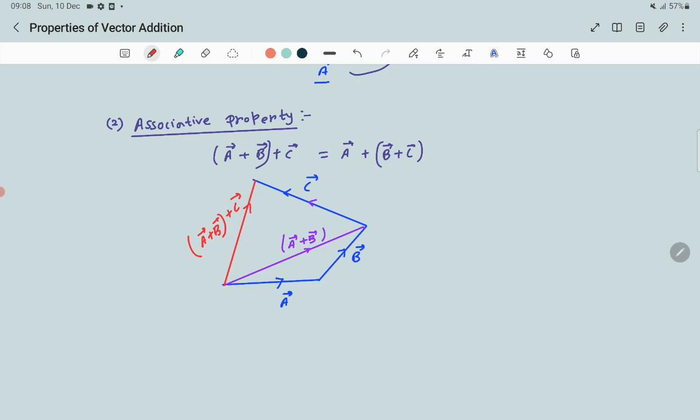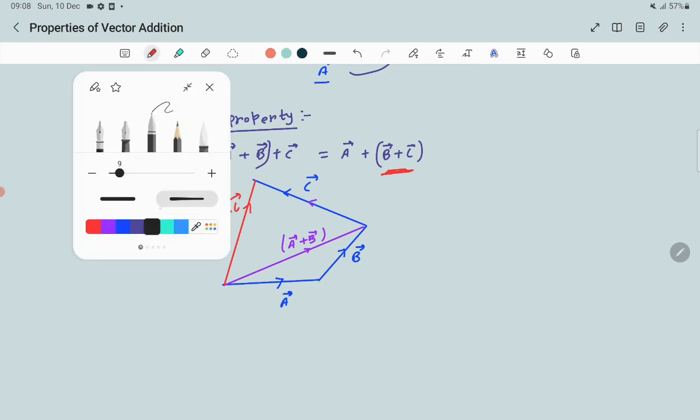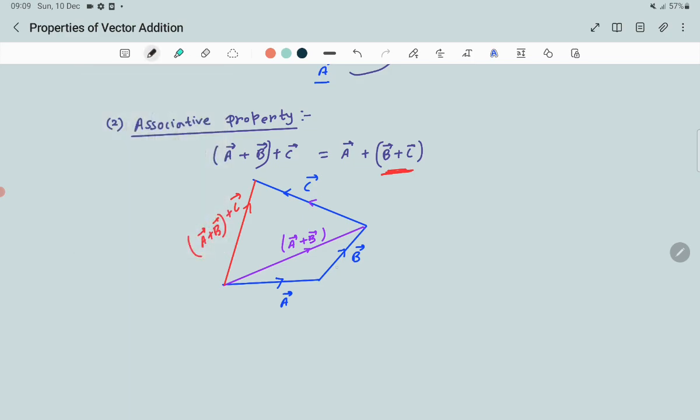Now you want to do b plus c first. Please keep in mind, from the right hand side you want to do b plus c first. So this is your b and this is your c. So what will be your b plus c? This will be your b plus c, you can see. So this is your b plus c now.